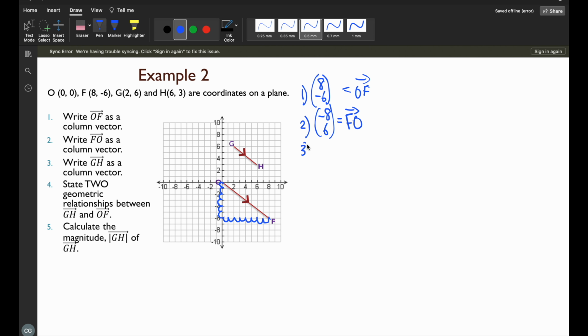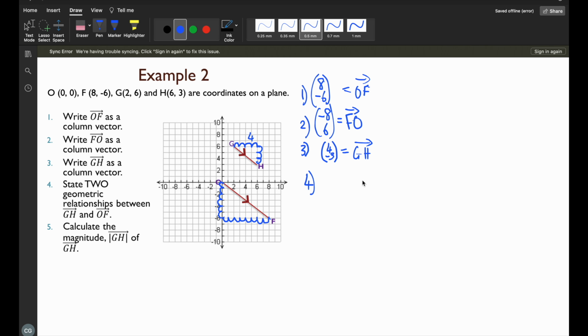Now let's look at number 3. Alright, these are our easy ones. So we go from here 1, 2, 3, 4 to the right. Okay, so 4 to the right means it's positive, so we put a 4, and then we go down. So down means negative, so I already know that's negative. Then we go down 1, 2, 3. So 4, negative 3. Okay, so that's basically for GH.